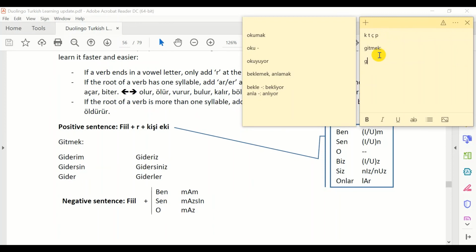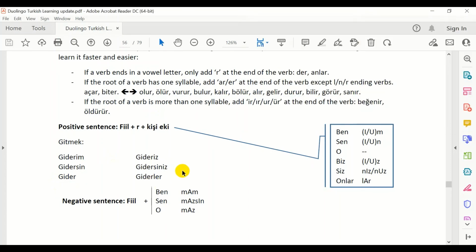Gitmek, the root is git. So whenever you are adding the suffix, you add this suffix, and see, this suffix begins with a vowel letter. So, and here it is one of these letters, so it changes to de, gider. O gider, he goes. Biz gideriz, we go. Siz gidersiniz, you go. Onlar giderler, they go.